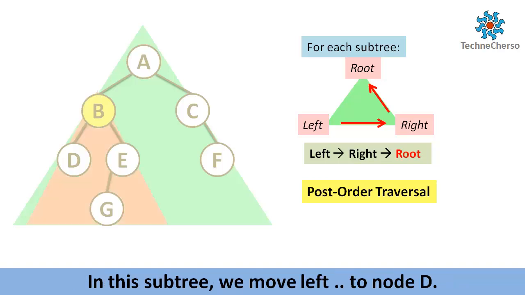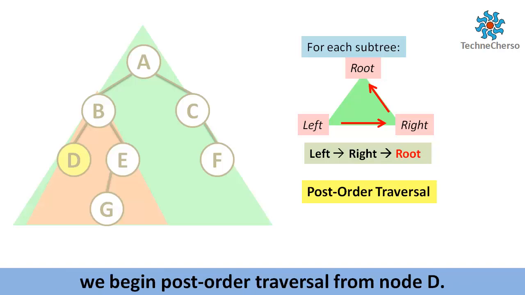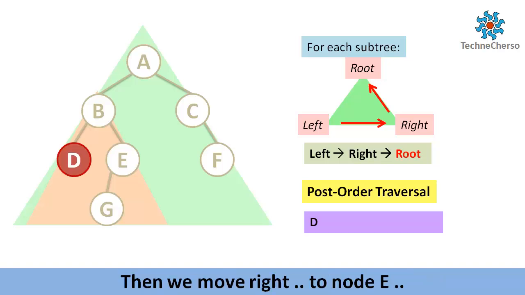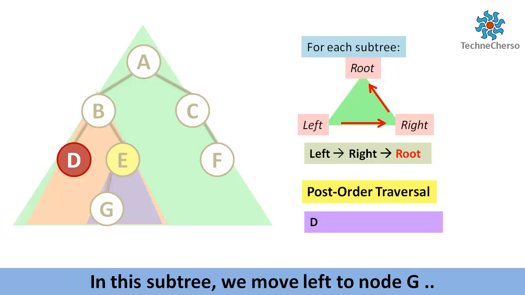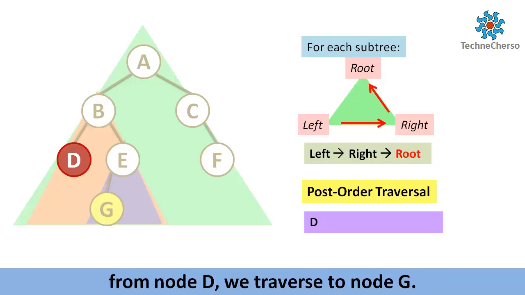In this subtree, we move left to node D. Because node D is left node and leftmost node, we begin post order traversal from node D. Then we move right to node E, and there is subtree where node E is the root. In the subtree, we'll move left to node G. Because node G is the left node, from node D we traverse to node G.